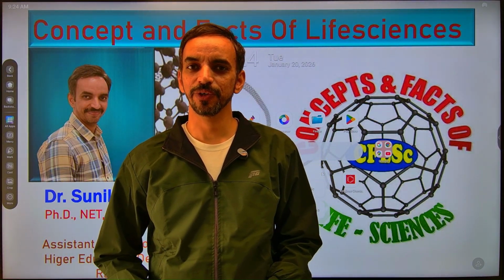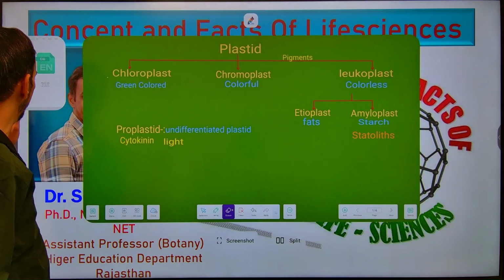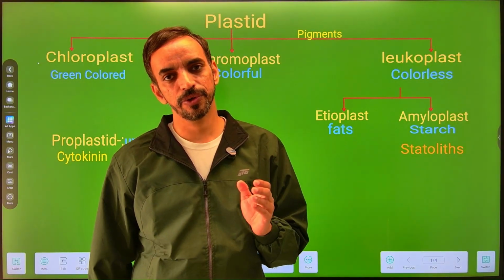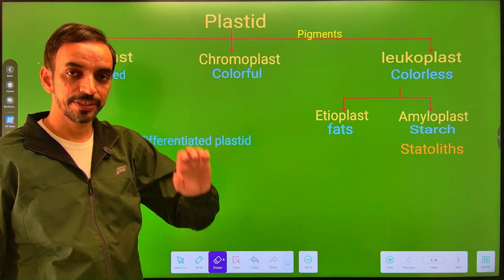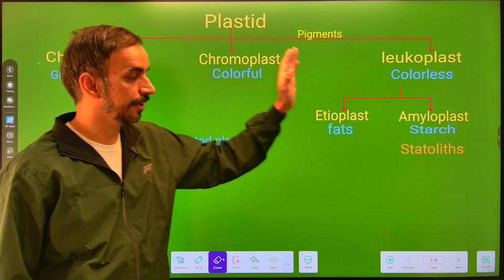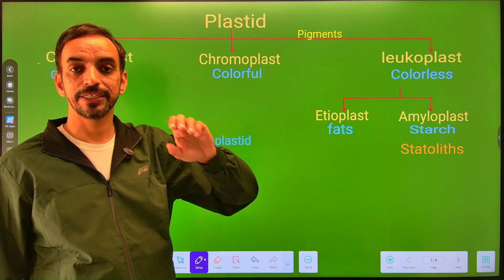Today in this video, we are going to discuss the plastids. As we already discussed in our previous video, the plant cell has three double membranous cell organelles, which include the nucleus, mitochondria and the plastids. The plastids are mainly of three types, which are chloroplast, chromoplast and leucoplast, and this classification is based on the type of pigments these plastids have.